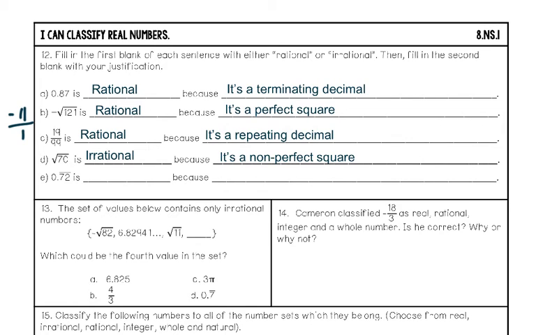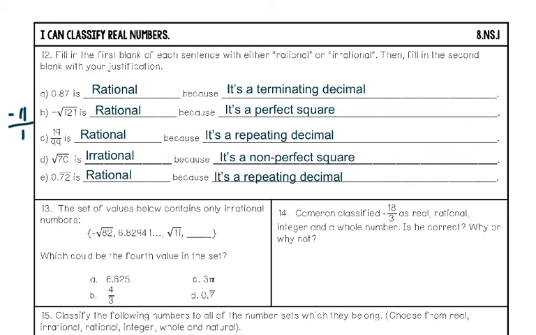The last one, 0.72 repeating. When we try to decide if a fraction or a decimal is rational or irrational, if it's a decimal, the rule is, does it end or does it repeat? If it does either of those things, it is rational. Rational, repeat. So for the same reason as C, it is a rational number because it's a repeating decimal.